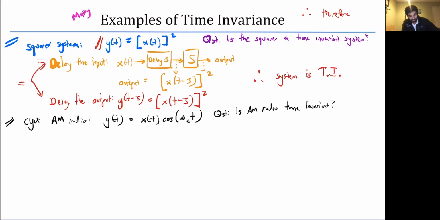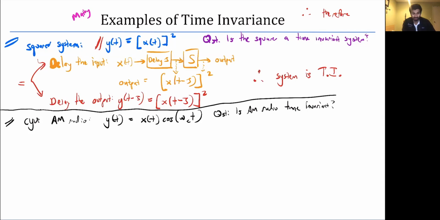Okay, welcome back. So AM radio, how do we see if this is time invariant? To be honest, if I simply look at the form of the equation, it is hard for me to tell if this equation is time invariant just looking at it, right? It's a little bit more complicated than the squaring example. So if it were me, I would just go through the derivation.